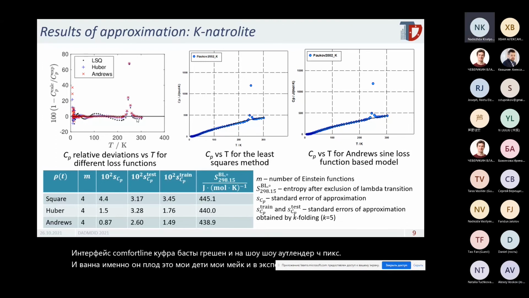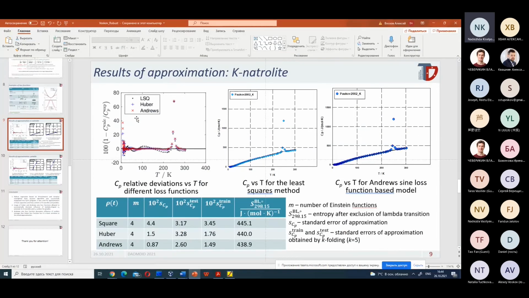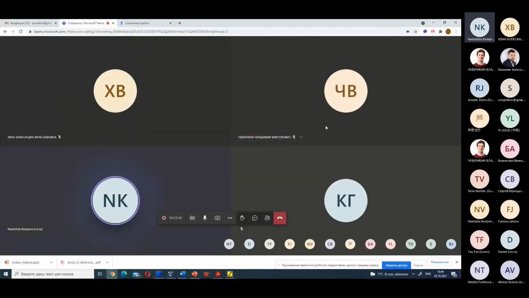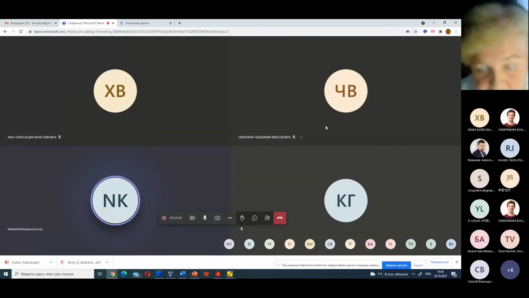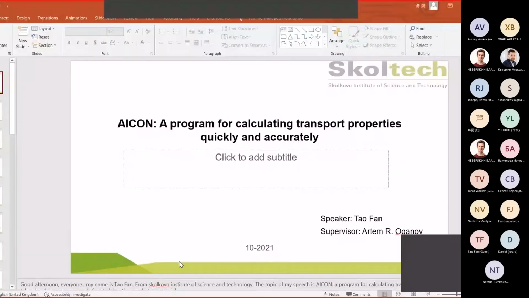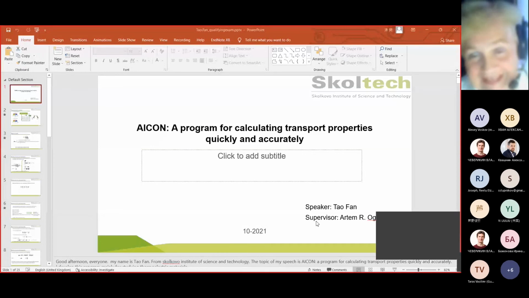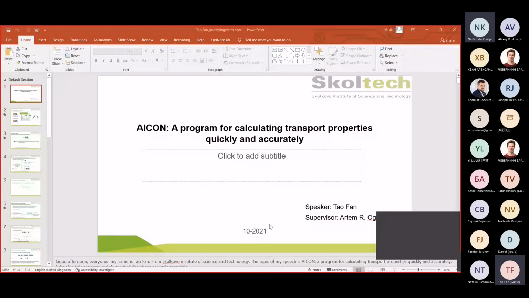Okay, next question. Oh, thank you, Alexey. The last report of our workshop is the report by Tao Fan from Skolkovo Institute of Science and Technology, and it is devoted to ICON, a program for calculating transport properties quickly and accurately. Can you hear my voice? Okay, thank you. Yes, it's very nice.